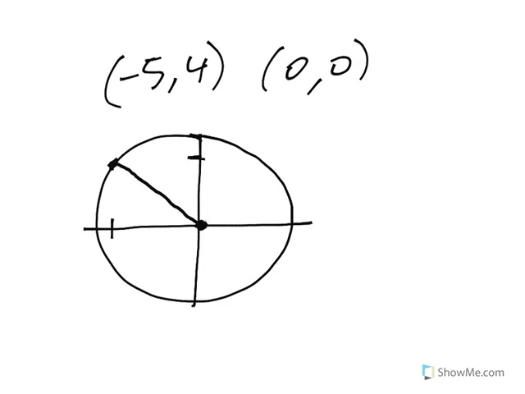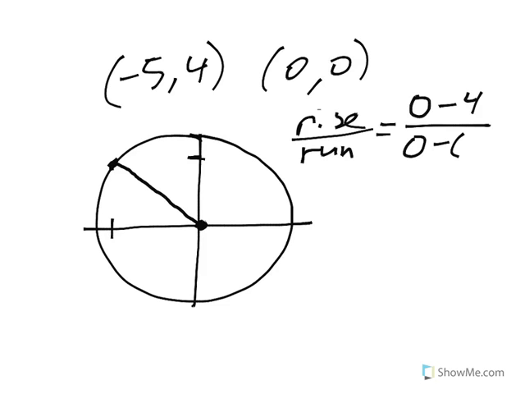There's the line whose slope I want, and the rise to the run is going to be the change in y, 0 minus 4, over the change in x, 0 minus a negative 5, and that's just going to be negative 4/5, which is precisely the same thing I would get if I put this y-coordinate over this x-coordinate. So the slope of the line is y over x.